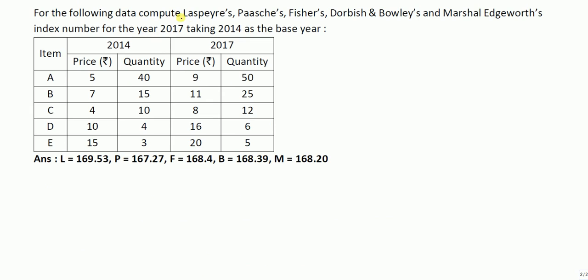For the following data, compute Laspeyres', Paasche's, Fisher, Dorbish and Bowley's and Marshall-Edgeworth index number for the year 2017, taking 2014 as base year. See here, current year and base year is not given, but when two years are given, the smaller year is always taken as base year. This is our base year and this is our current year.